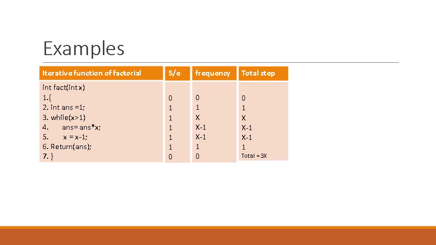Total step count is the multiplication of every step execution into its frequency, and then the addition of all of them gives us the time complexity. So here we can say it is 3x, or in general 3n. Thrice whatever the value of n you are passing, that many step executions it performs in the iterative factorial function. Again its complexity is order of n. Time complexity is order of n.